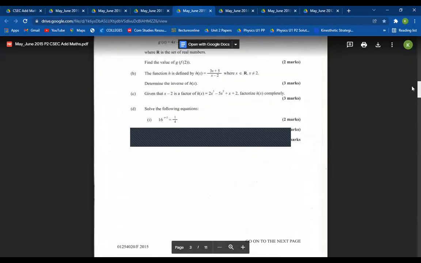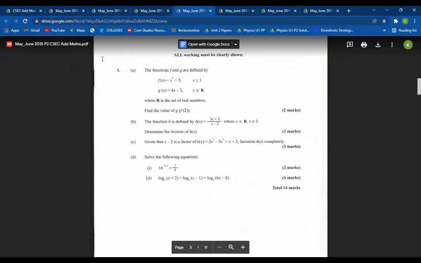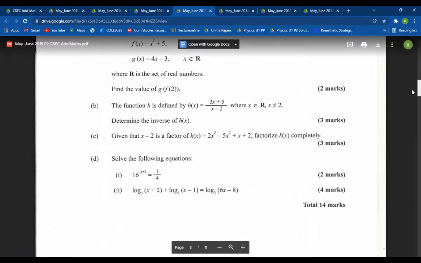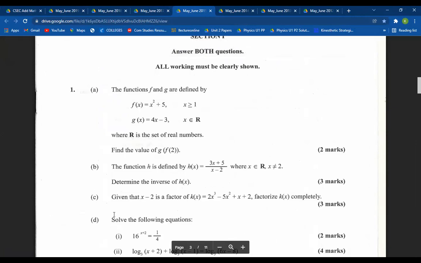Number 1, C. Did I do this? No, we didn't do this one. Okay, so we'll do this one. Okay, so this is the question that we're doing. 2015, number 1, part C. You could just write down the question and then I will do it with you.